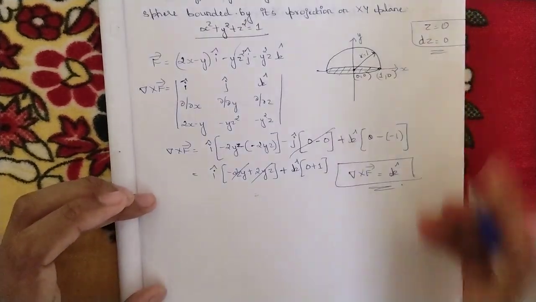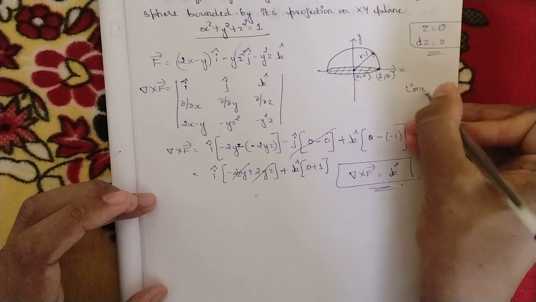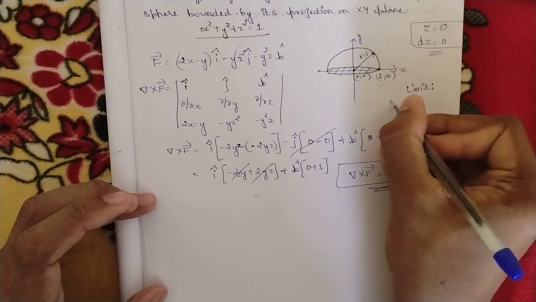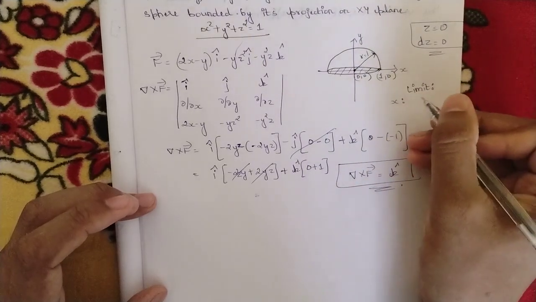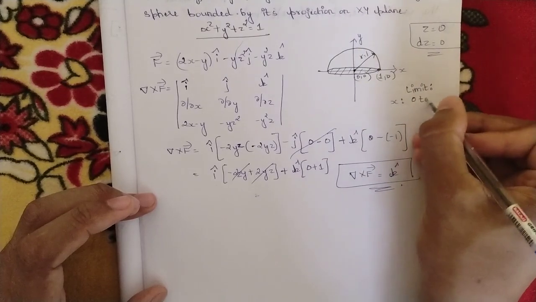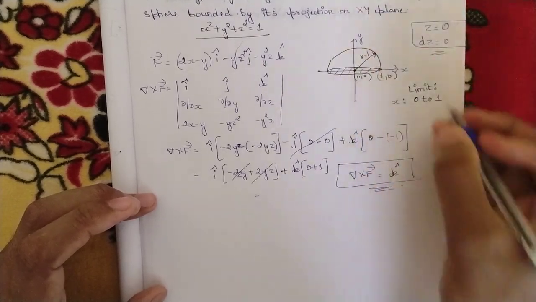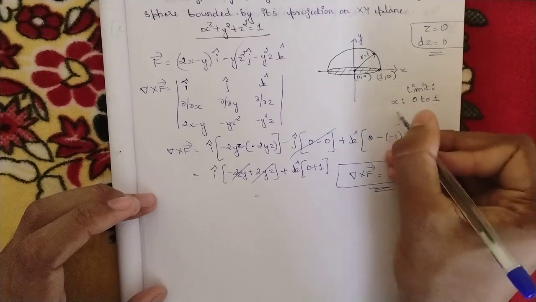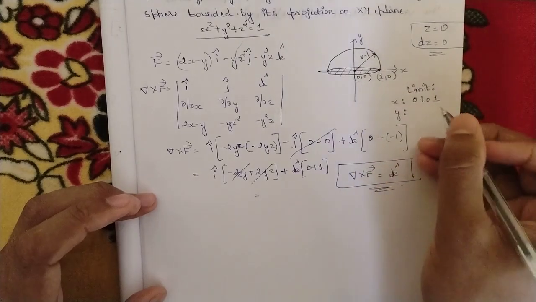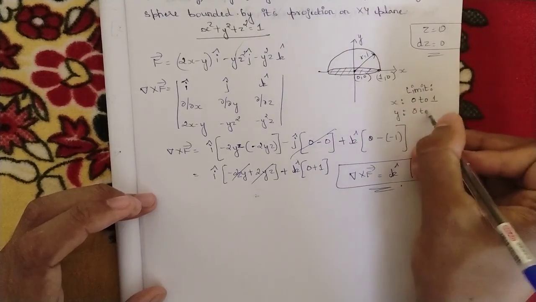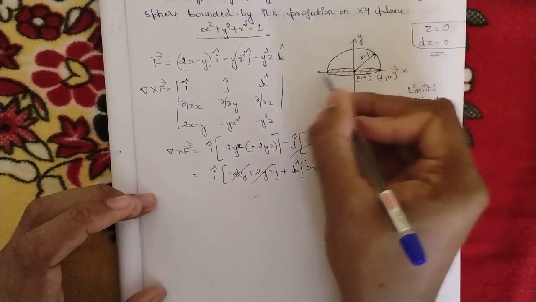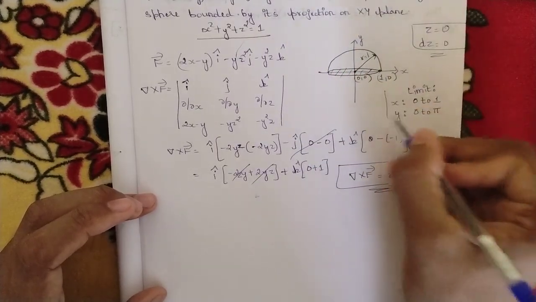Right? Now the limits part I forgot to write. The x limit is from 0 to 1 because the radius they have mentioned only from 0 to 1, and the y limit, since it is a half sphere, is from 0 to pi. This half sphere is 180 degree, right? So these are the limits of x and y.